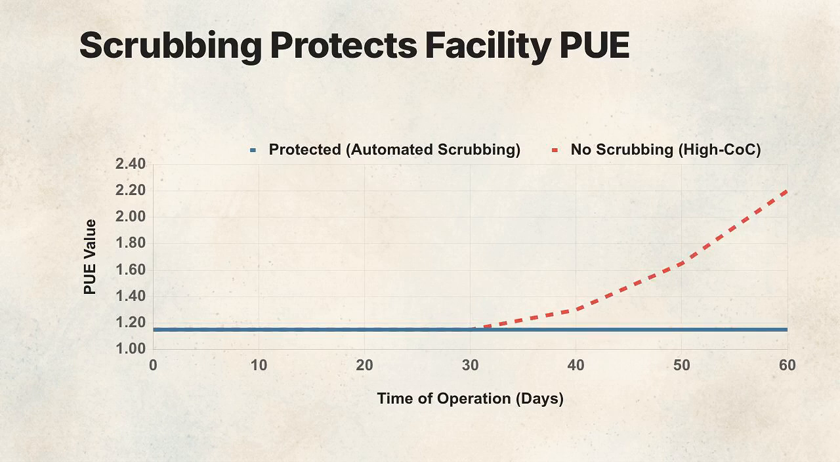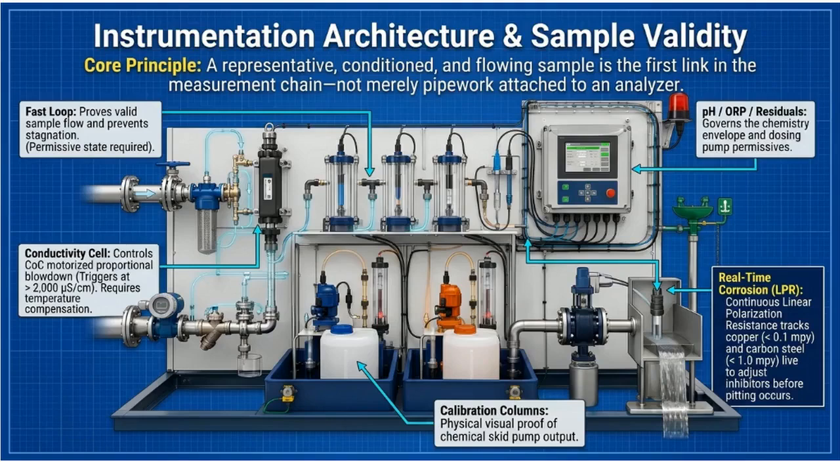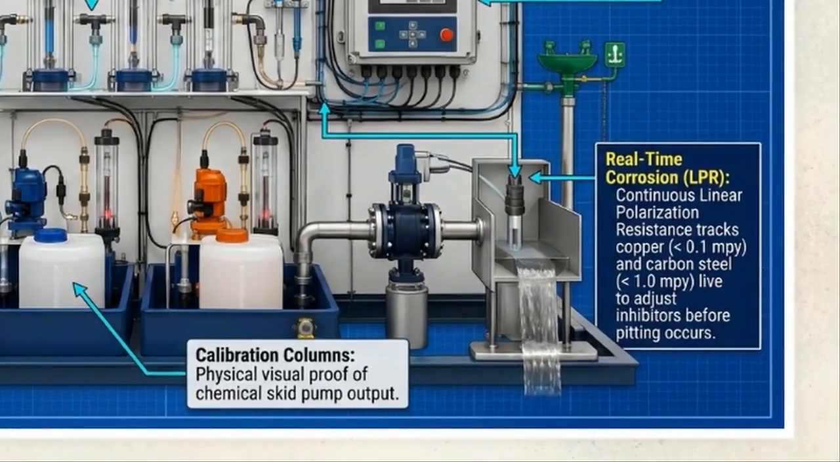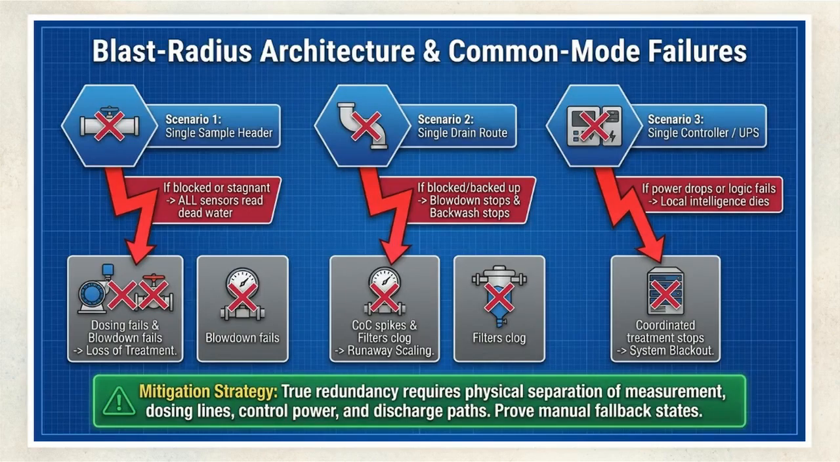Monitoring this volatile system requires central instrumentation. The core rule of telemetry is sample validity: representative, conditioned, and actively flowing. Stagnant water renders automation useless. This flowing sample enables real-time corrosion tracking, allowing operators to adjust inhibitors before pitting occurs in copper and carbon steel. Centralized instrumentation creates vulnerability. This diagram explores blast radius architecture, demonstrating how redundant systems fall victim to common mode failures.